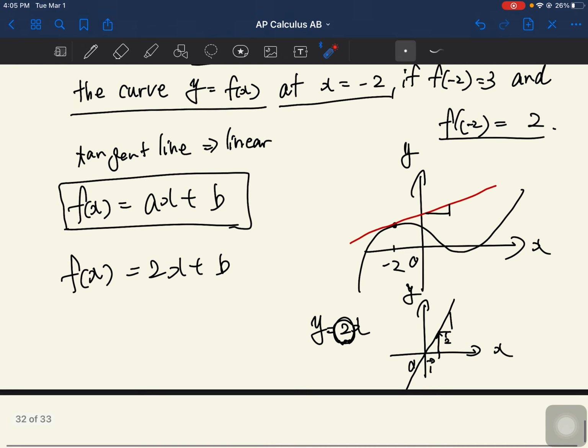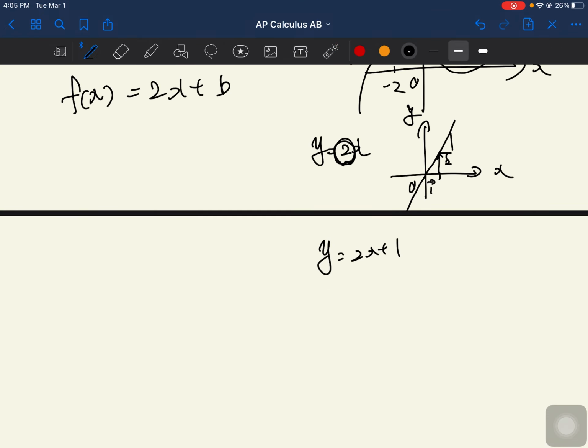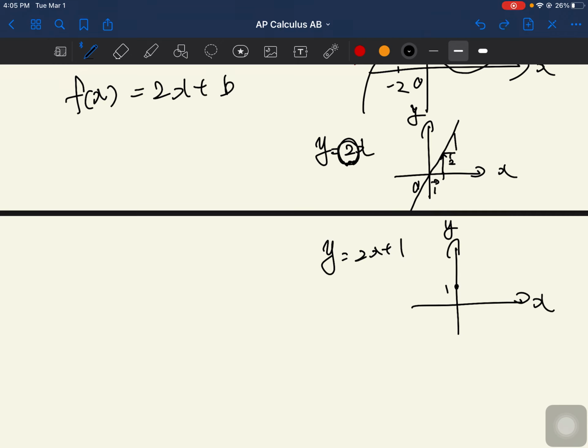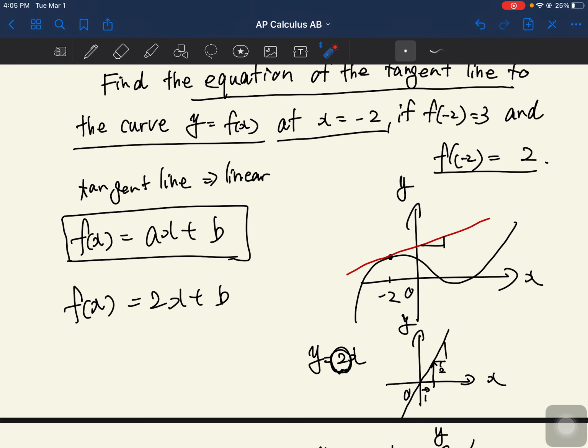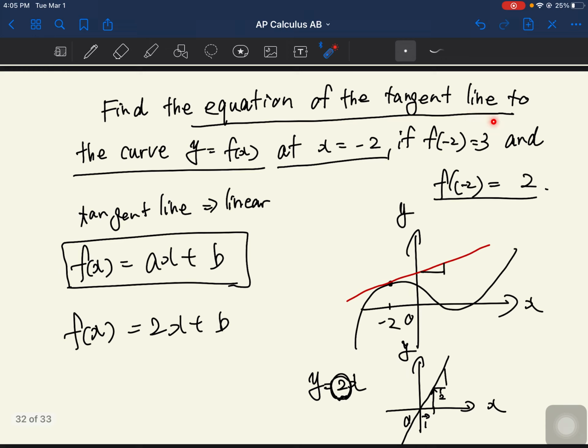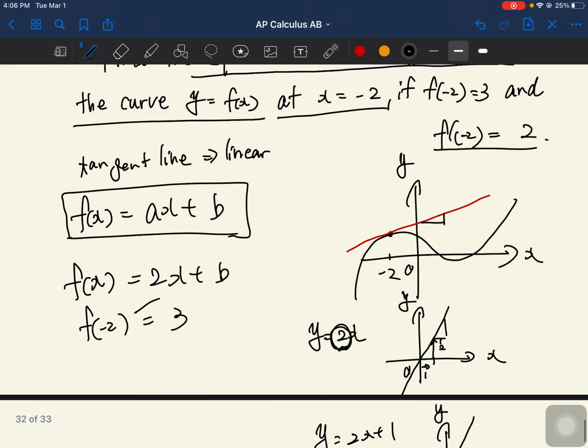Then you have to find b. b is the y value where the graph crosses the y-axis. For example, if the graph is y equal 2x plus 1, the graph crosses the y-axis here, and this value corresponds to b. But in this case, you have no clue about the value here. So let's use this one. According to this sentence, f of negative 2 is 3.